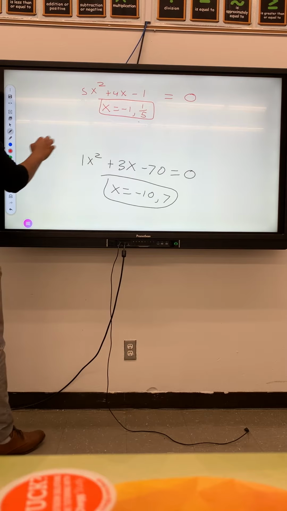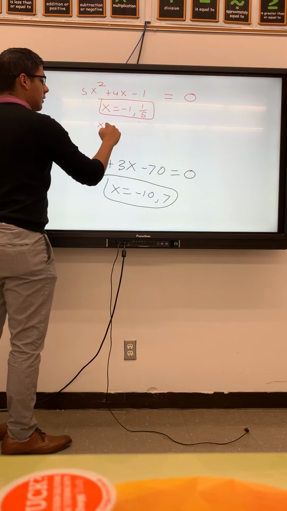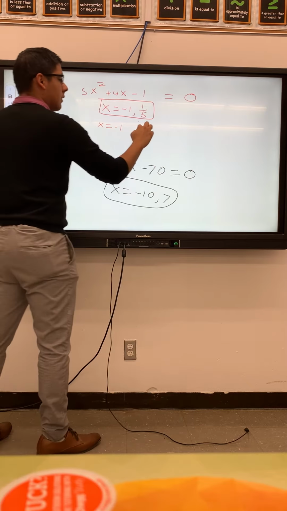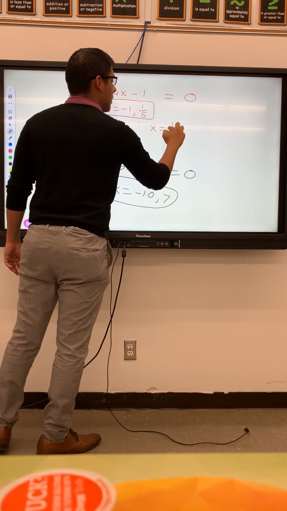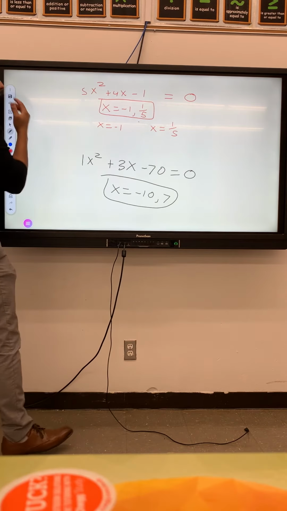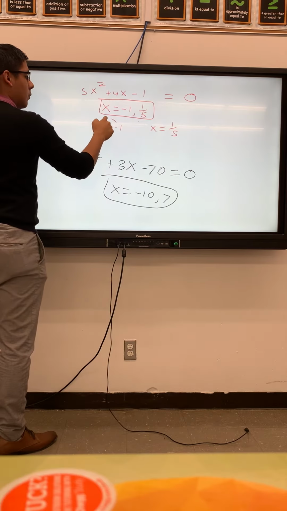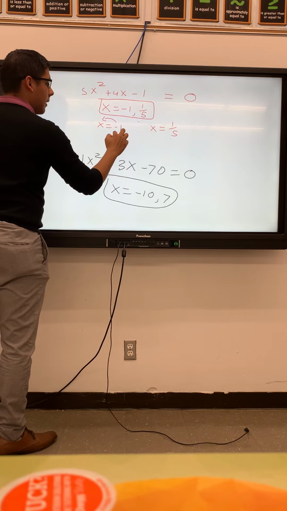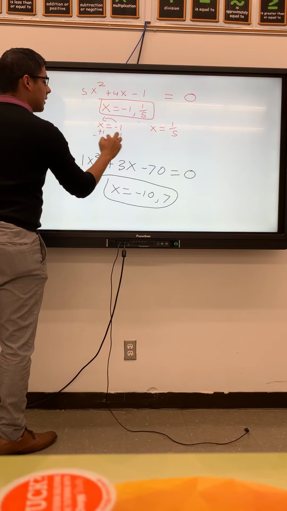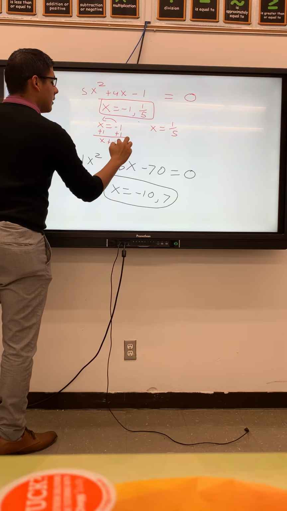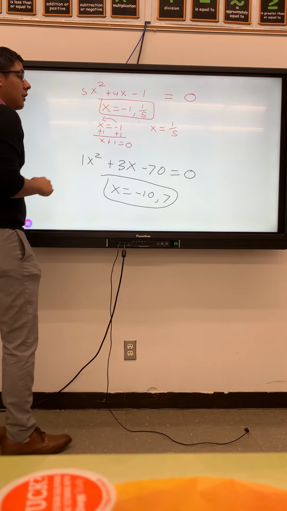What you're going to do is you're going to have x equals -1, x equals 1 over 5. And all you're doing is moving the 1 to the other side. We do that by adding 1 on both sides. So x plus 1 equals 0.